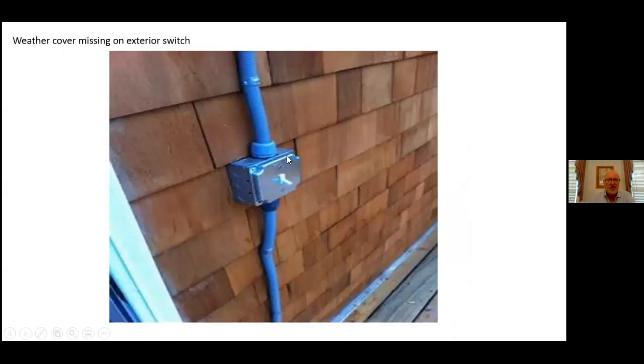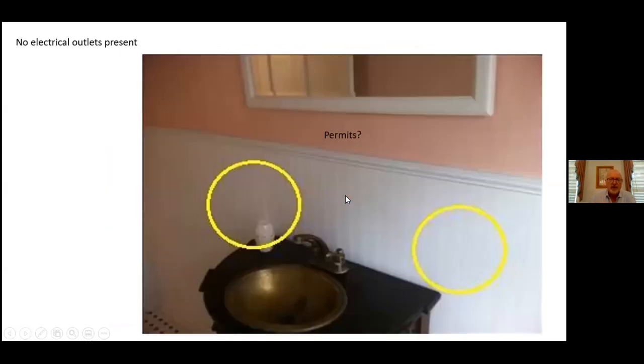Just kind of some of the things that we see on the inspections. This is an outside light switch near our screen porch, and it doesn't have a weather cover, and it should have one, so that would have been called out, as well as perhaps an electrical outlet that's on the exterior that would be exposed to rain and the weather.